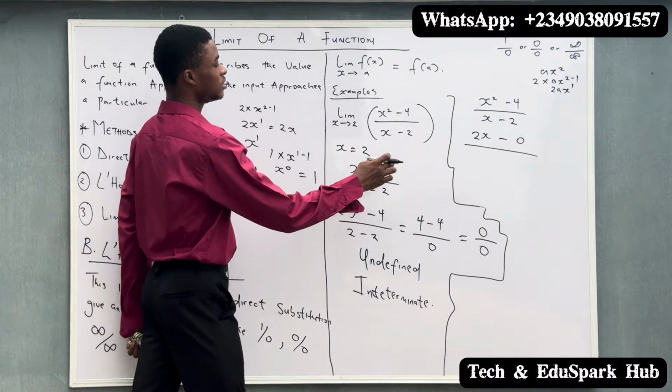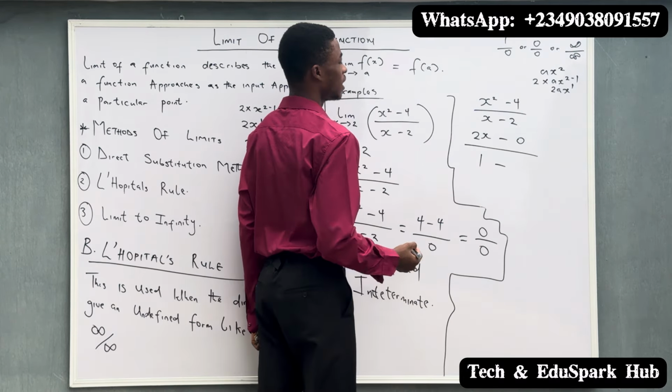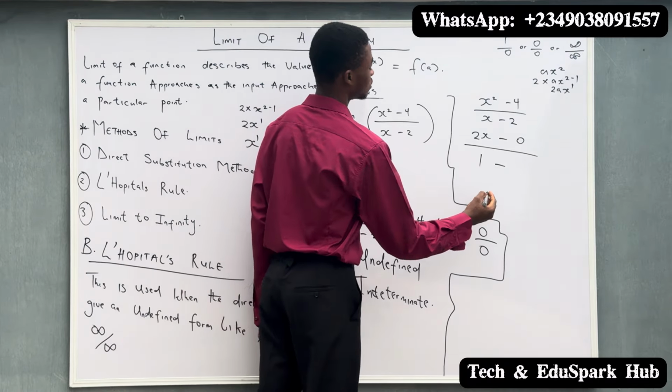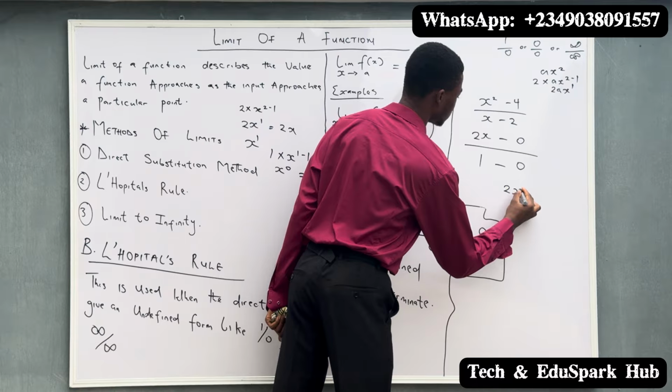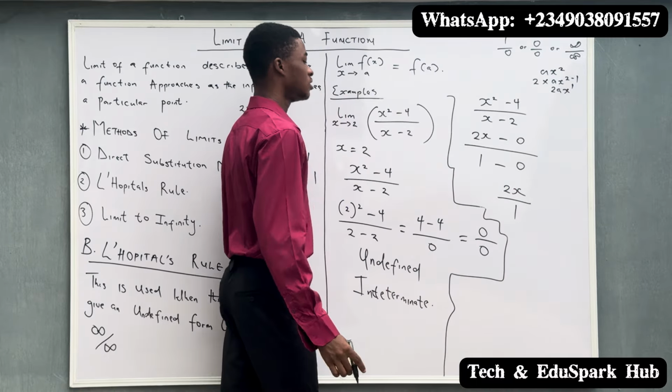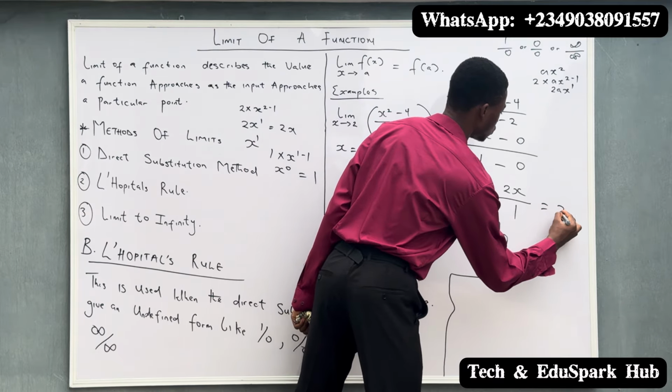So in this case, when we differentiate x, we are going to get 1, and we have minus. So I said earlier that if you differentiate any constant, you are going to get 0. So if we solve this, we are going to have 2x divided by 1. So this is our final answer, which is equal to 2x.